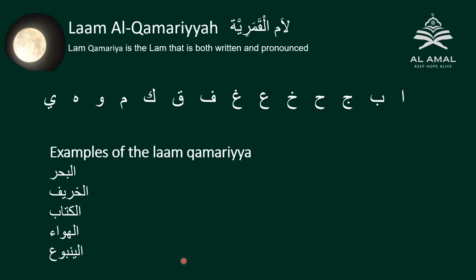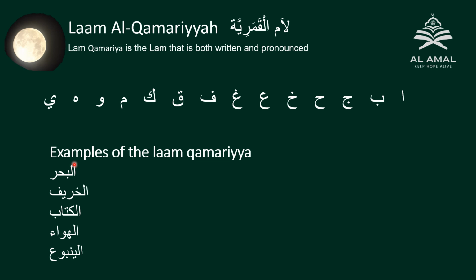Okay, let's see what lam al-Qamariya means. Look at the moon here. In Arabic, Qamar means moon. So these letters, Alif, Ba, Jim, Ha, Kha, Ain, Ghain, Fa, Qaf, Kaf, Mim, Waw, Ha, and Ya, are like the moon. You love to see the moon, right? We all love to see the moon. So does lam. Lam also loves to see the moon, so it will not hide from the moon.